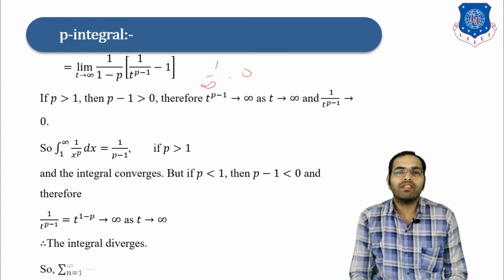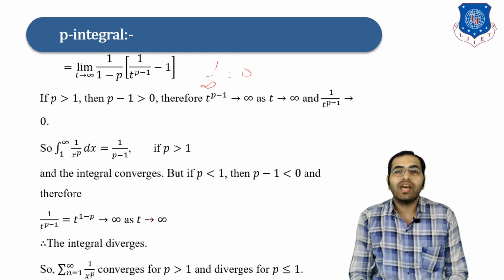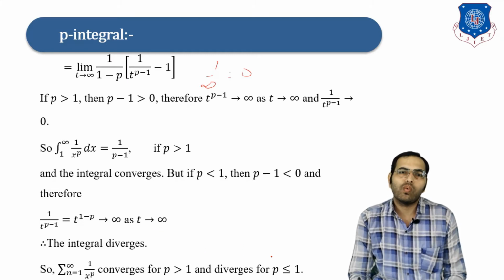So the summation n equal to 1 to infinity 1 upon x raised to p is convergent for p greater than 1, and it is divergent for p less than or equal to 1. That means our integral from 1 to infinity of 1 upon x raised to p converges for p greater than 1, and it diverges for p less than or equal to 1.